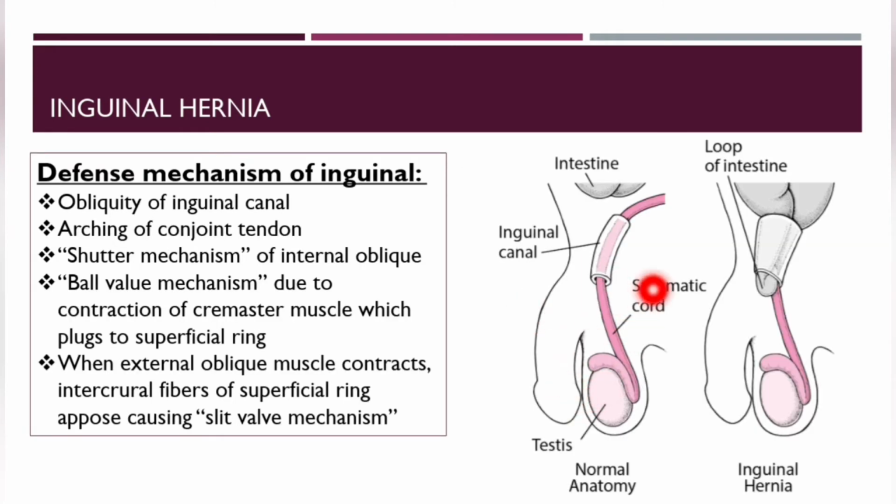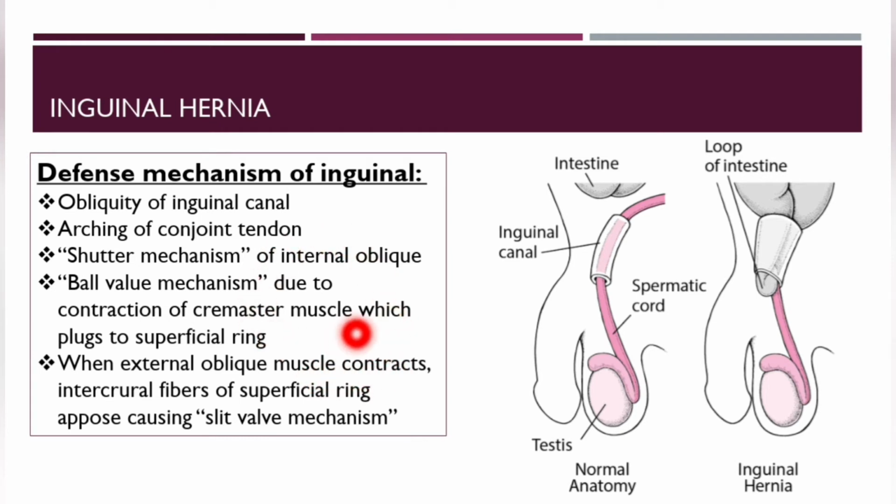This is the normal anatomy of the inguinal canal. It's maintained by the obliquity of the inguinal canal, the arching of the conjoint tendon, the shutter mechanism of the internal oblique, and the ball valve mechanism due to contraction of the cremaster muscle, which will plug the superficial inguinal ring. And when the external oblique muscle contracts, the intercrural fibers of the superficial inguinal ring will oppose, causing the slit valve mechanism.